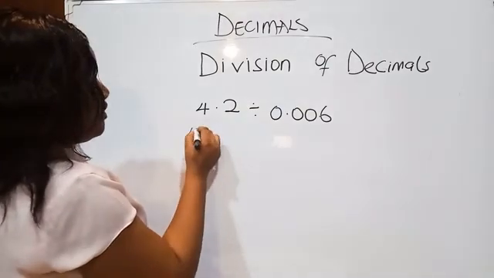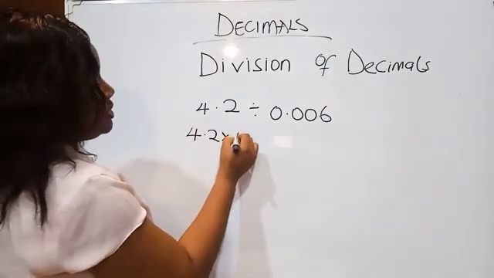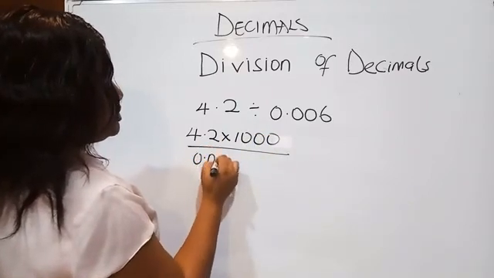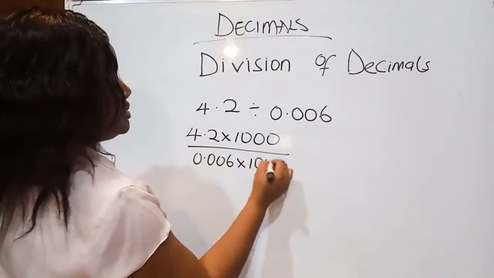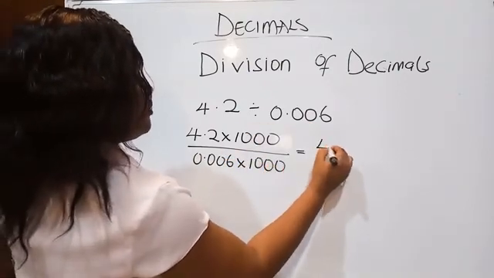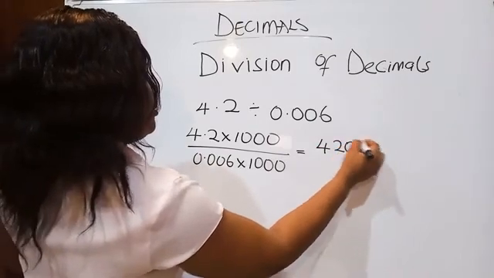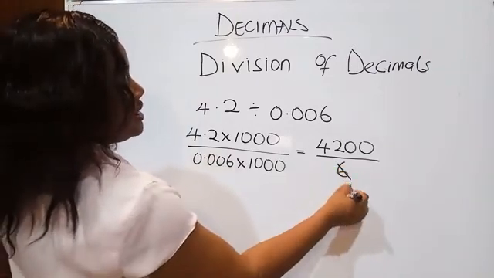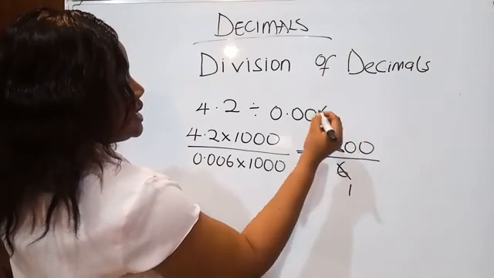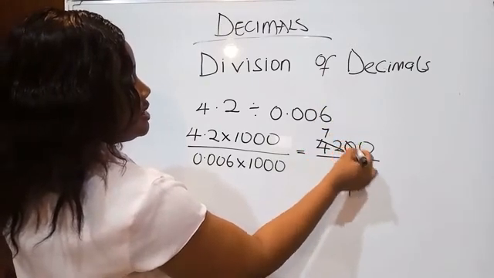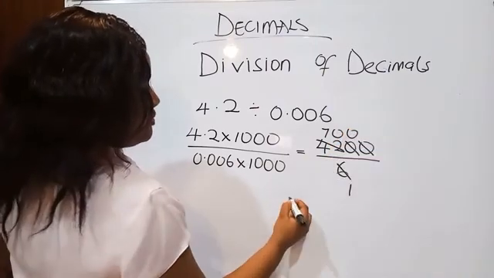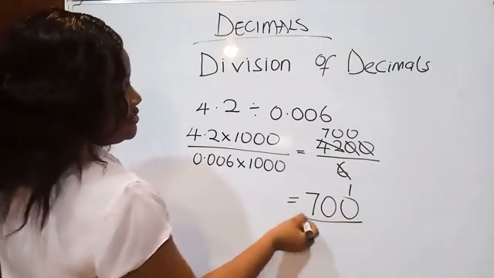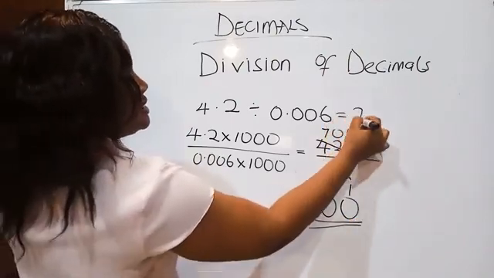So you have 4.2 times 1000 all over 0.006 times 1000, which gives us 4200 all over 6. Okay, and you have 6 here, 42 divided by 6 gives us 7. Here you have 0, here you have 0, and we have our answer to be 700. And so, my dear friends, this is the answer to this.